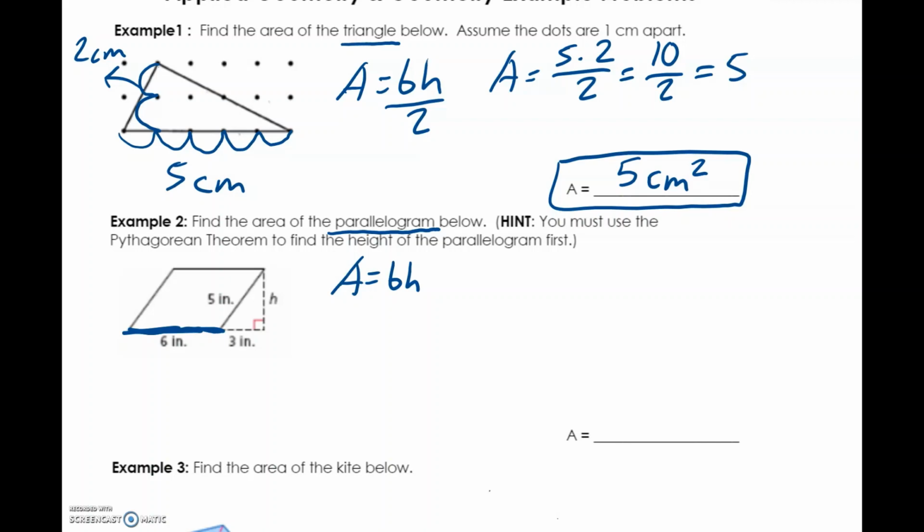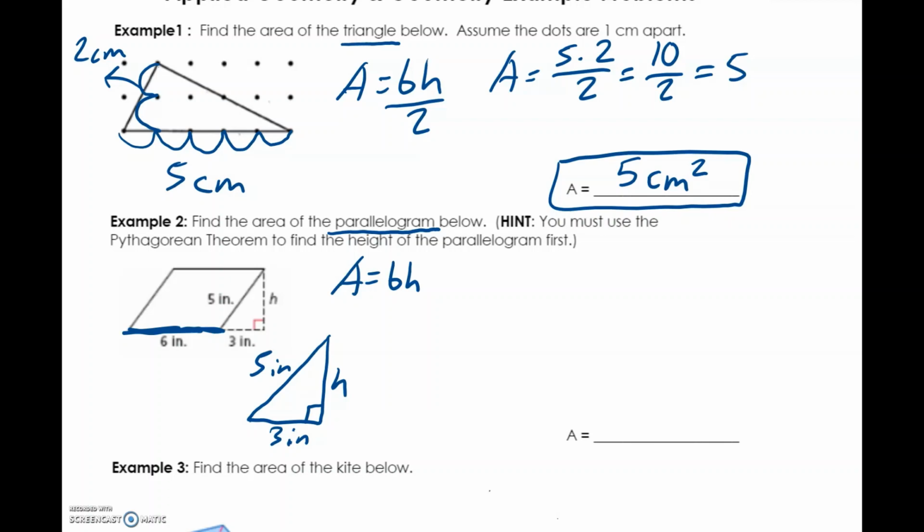And then with the height, we actually have this labeled for us. And notice here, the height is not the length of the slanted side here. The height is always going to be straight up and down, or that distance from the top to the bottom, or one base to the other. So if we want to find the height, we can look at this hint here. It says you must use the Pythagorean theorem to find the height of the parallelogram. So if I just isolate this and look at this from the side here, I have this triangle, I have h on the side, 3 inches on the bottom, and then we know that long side across from the right angle, the hypotenuse, is 5 inches.